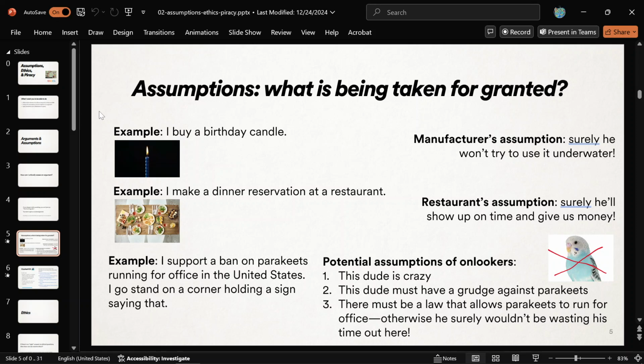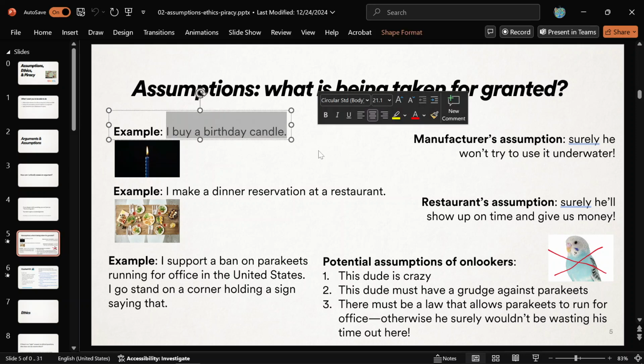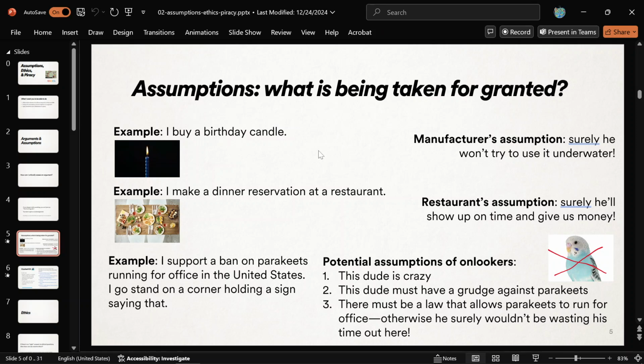Okay. So here's some silly examples. If you buy a birthday candle, you're not going to sue the manufacturer when you try to light it underwater for your pool-themed birthday, right? So that's an assumption of the manufacturer. Surely I'm not going to light my birthday candle underwater because it won't work. I would lose the lawsuit if I tried to sue the birthday candle manufacturers for that. So that's an assumption, right?